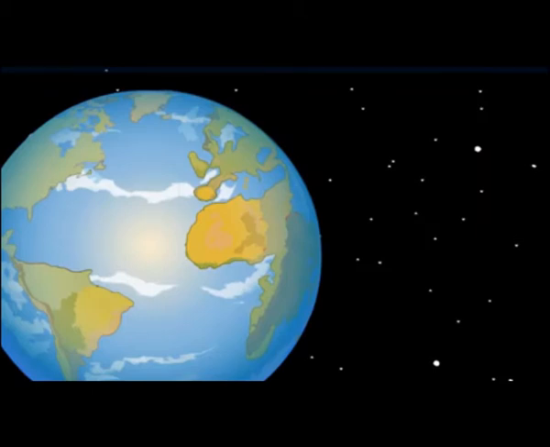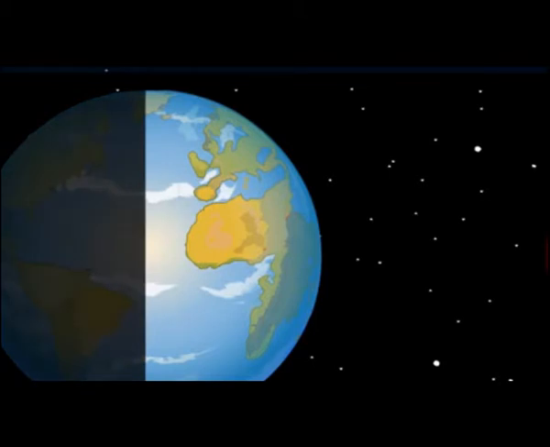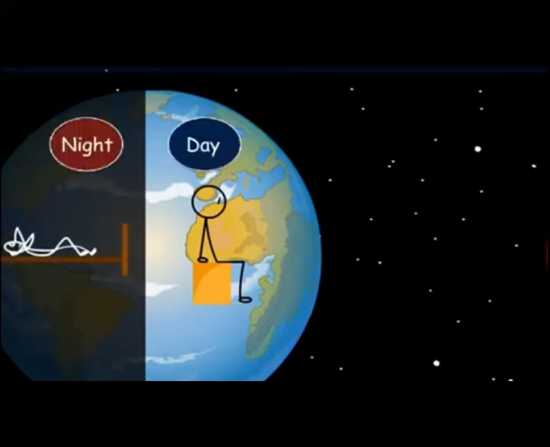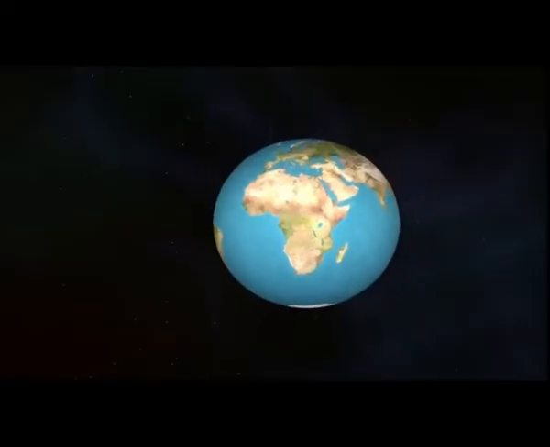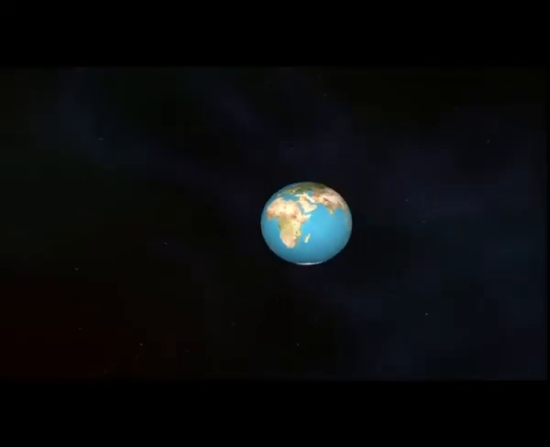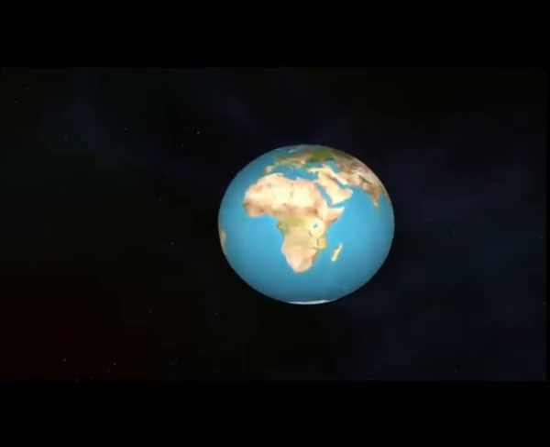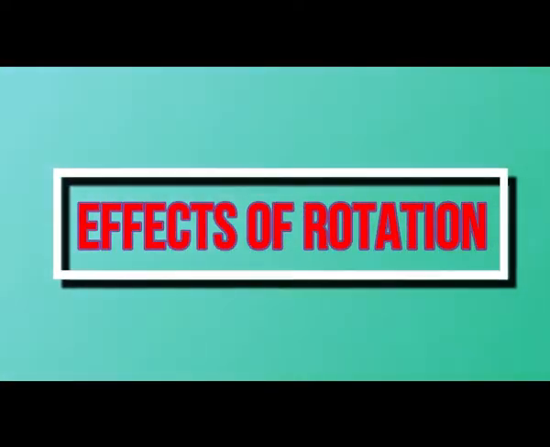Students, have you ever wondered what would happen if the Earth did not rotate? If the Earth stopped rotating on its axis, then the portion of the Earth facing the sun would always experience day, while the portion of Earth facing away would always experience night. It would bring continuous warmth and cold all the time to the respective regions. In such a condition, life would become impossible. So let us see the effects of rotation.